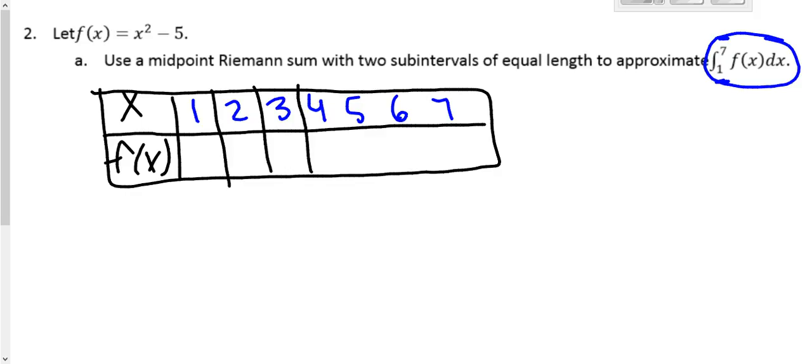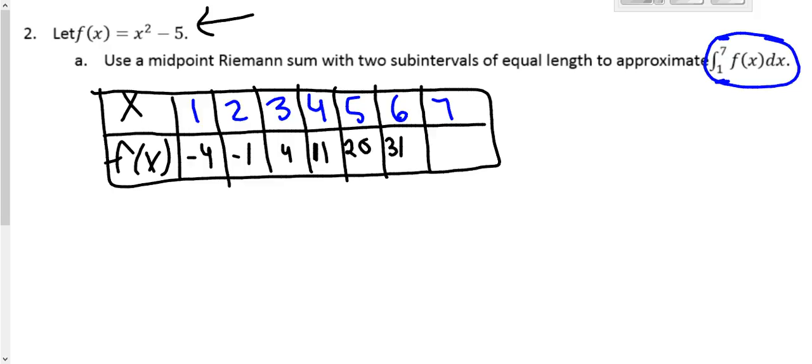To get the f of x values, we need to plug in these x values to our equation up here. So 1 squared is 1, minus 5 is negative 4. And then I went ahead and calculated these all out. So if you're working along with this video, take a minute to make sure that you can plug in these numbers and get them accurately. So press pause, do that, and then press play and check your work. So then we have negative 1, 4, 11, 20, 31, and 44.